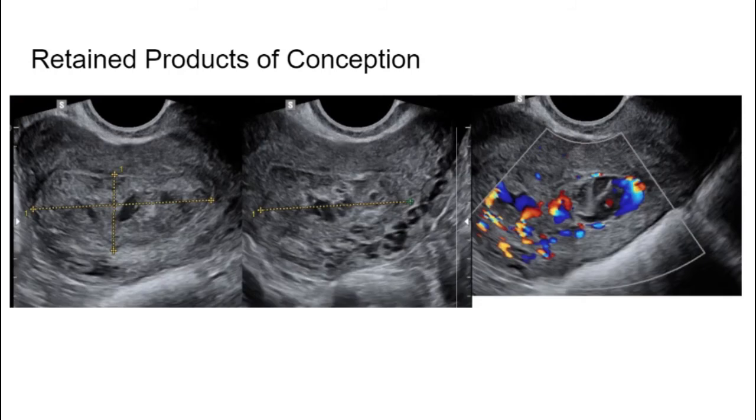So here you can see all of this area in the middle marked out by the yellow markers is retained pregnancy tissue. There's still some blood flow, but there's no definite pregnancy sac that you can see. This is possibly a collapsed sac here. And this was retained products of conception after miscarriage.